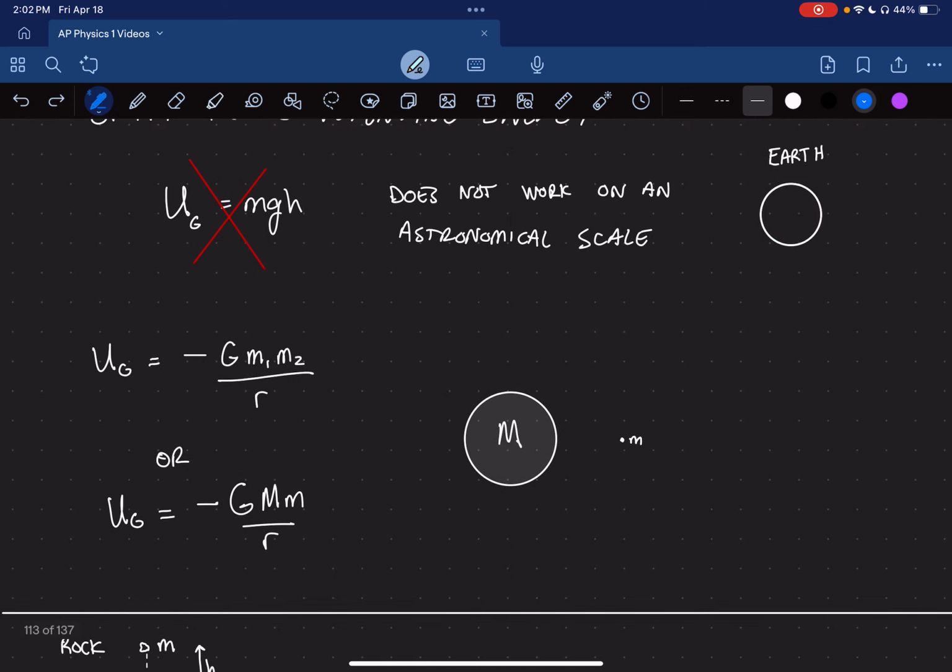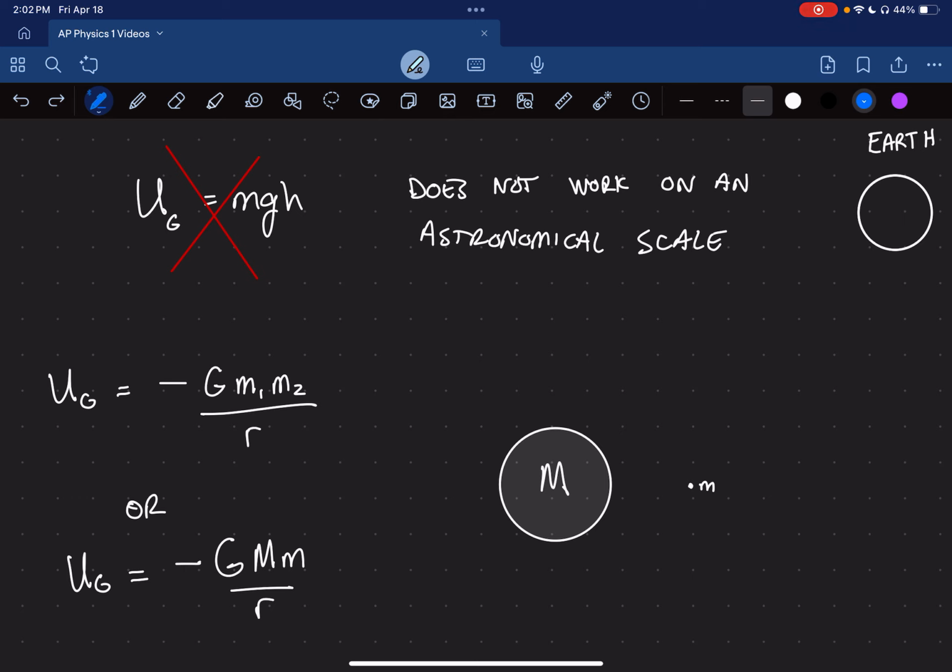So the equation we're going to be using is gravitational potential energy equals negative gravitational constant times mass 1 times mass 2 over the distance between those two objects. If there's a big object and a little object, we can say capital M and little lowercase m.